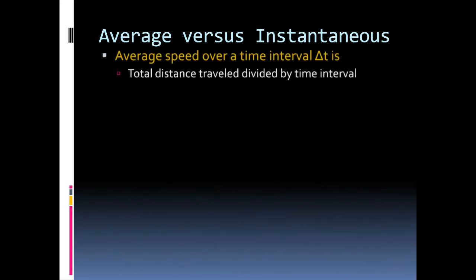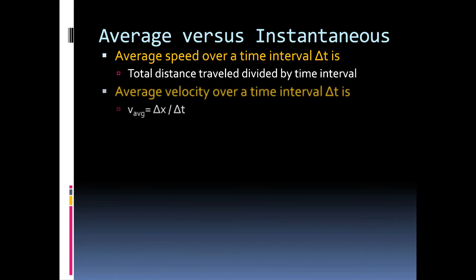So average speed over a time interval change in t is the total distance traveled divided by the time interval. The average velocity over a time interval change in t is given by this equation. We could use the v bar again instead of v sub avg for average. We're going to be taking a lot of averages in this class, and that will be good enough for us.